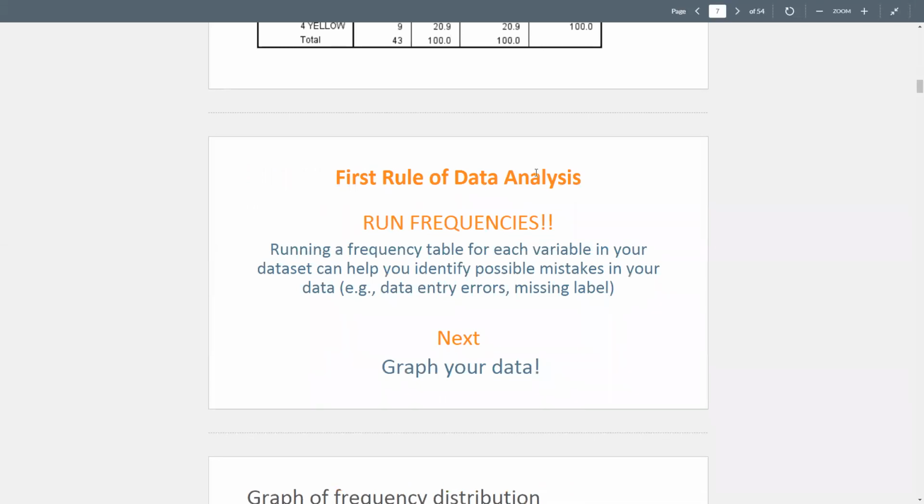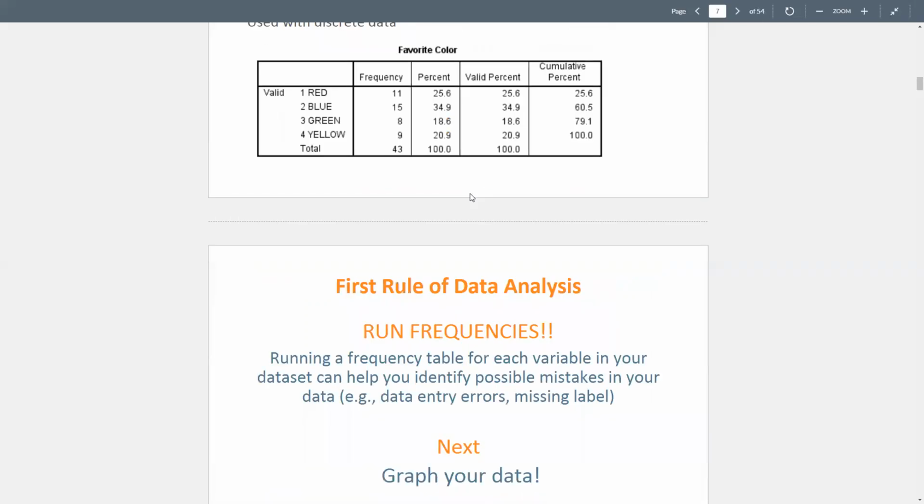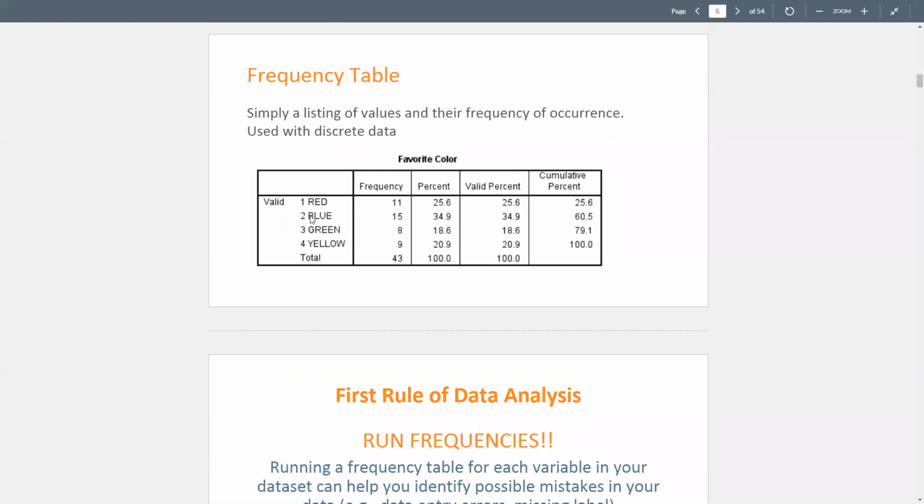So the golden rule of data analysis, the first rule of data analysis, should always be to run frequencies on your data. That should be one of the first things you do. It's the best way to identify any type of mistakes or coding errors you might have in your data set. You'll notice your variable has missing labels. Say we ran a frequency and noticed number 2 didn't have a label, say blue. We'd have to go back and figure out what 2 represented. Maybe we'd go back to the survey or whatever the instrument was, and we could correct that. That's how running frequencies on your data helps you identify any type of coding mistakes.